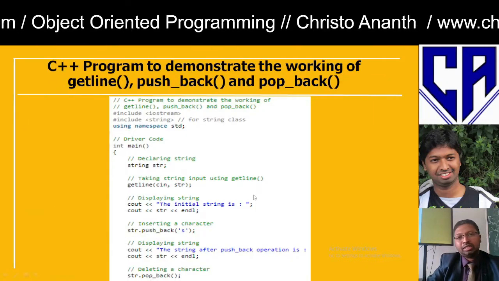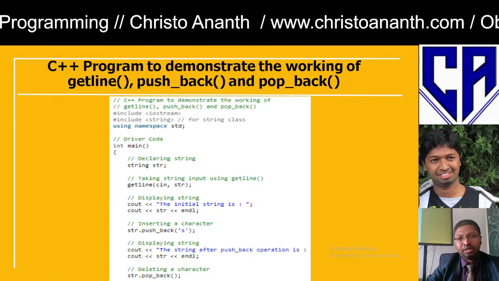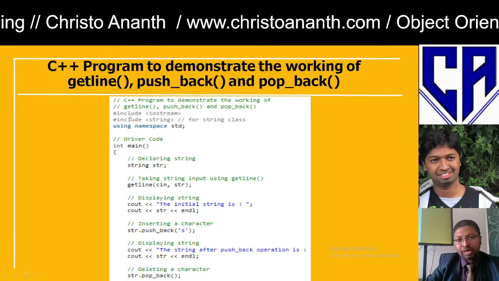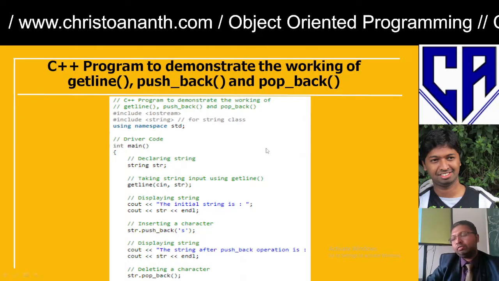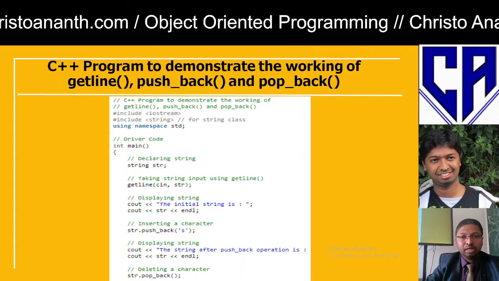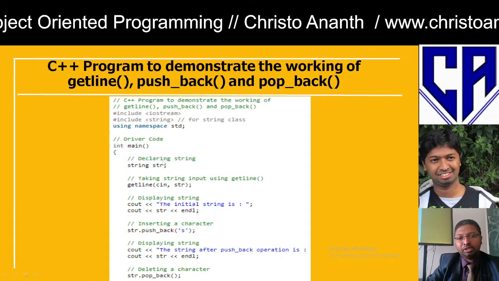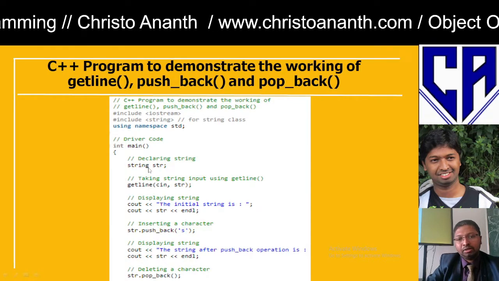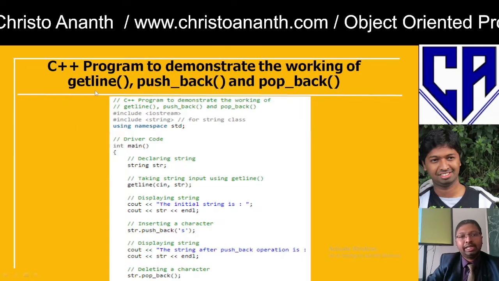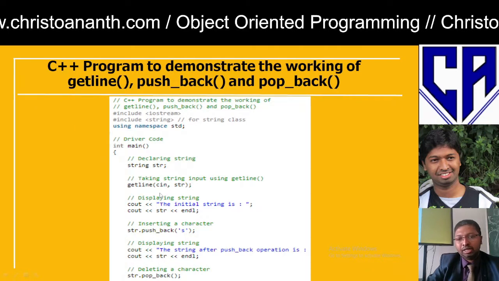So this is a C++ program to demonstrate the working of getline, push_back, and pop_back. So here you include #include iostream, #include string, especially for the string class, and then you have using namespace std, and the driver code in main function. Then you declare the string, string str, and then you include getline, cin comma str.